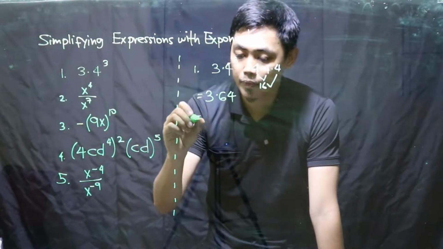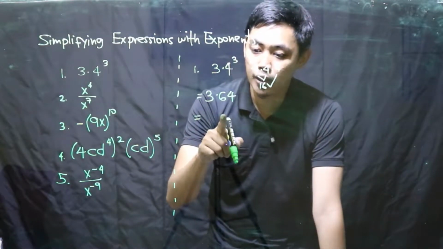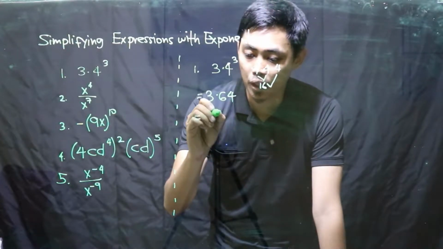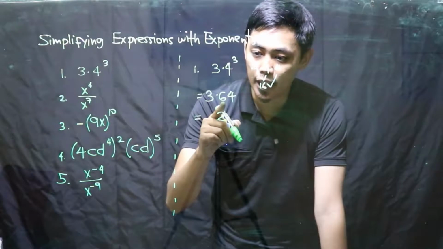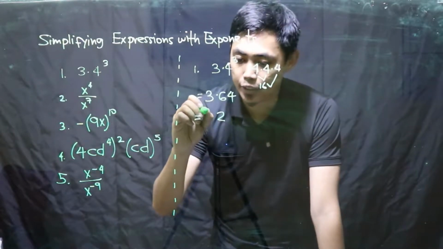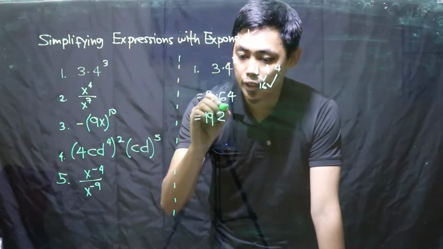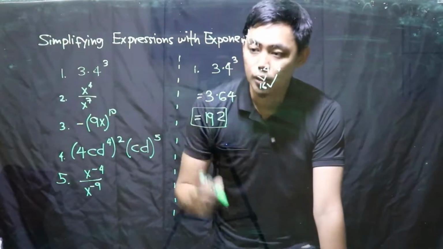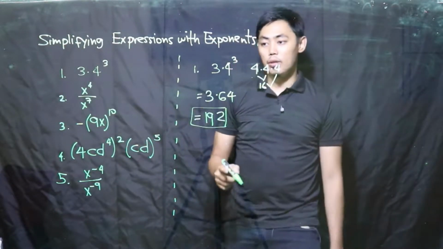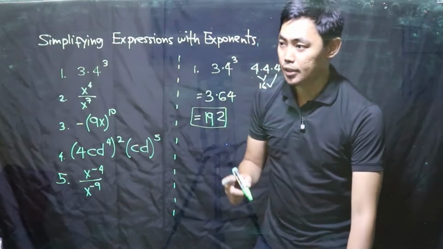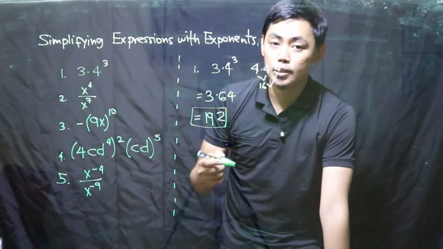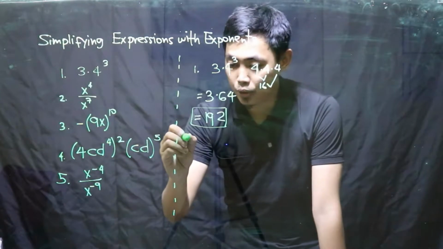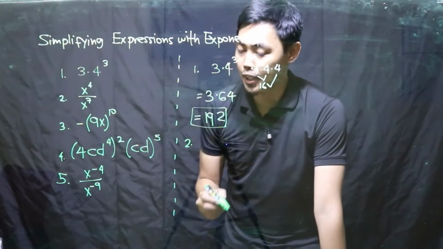3 times 64: 3 times 4 is 12, write 2, carry 1. 3 times 6 is 18, plus 1 is 19. So we have 192. As we go through our topics, guys, please remember the basic rules like PEMDAS because they are really useful. Let's go to the next number.